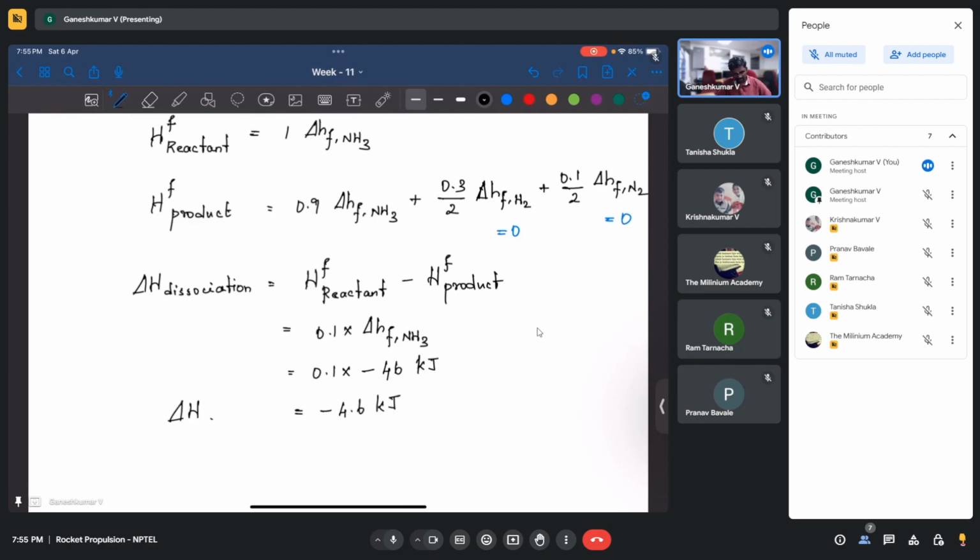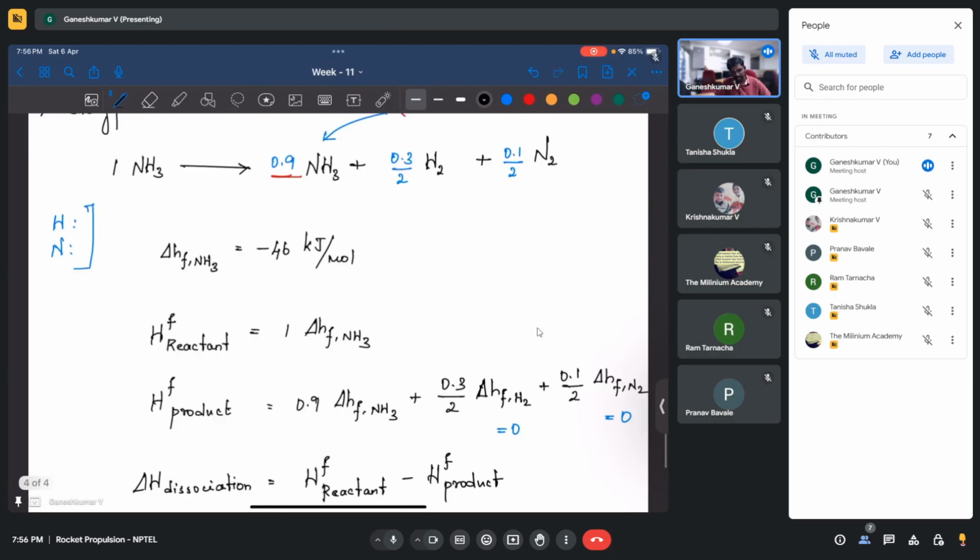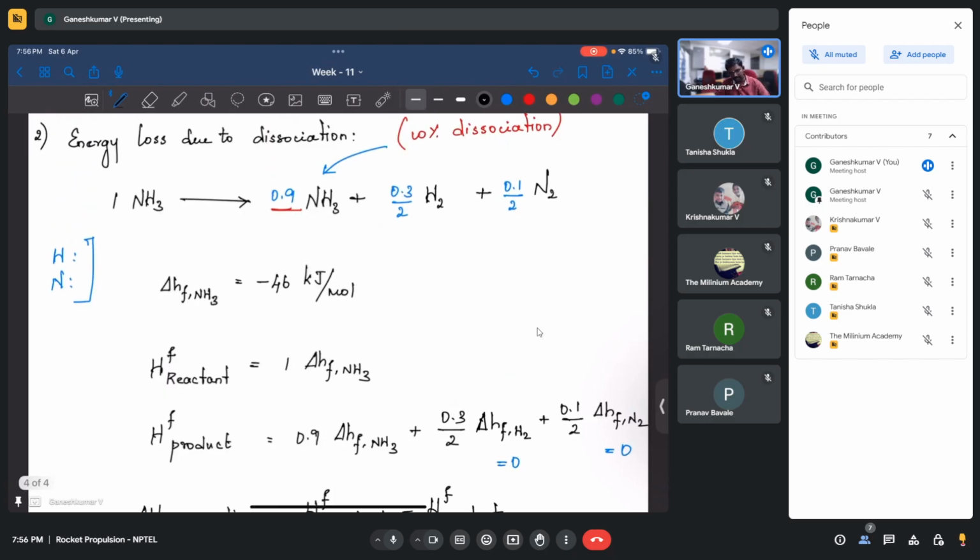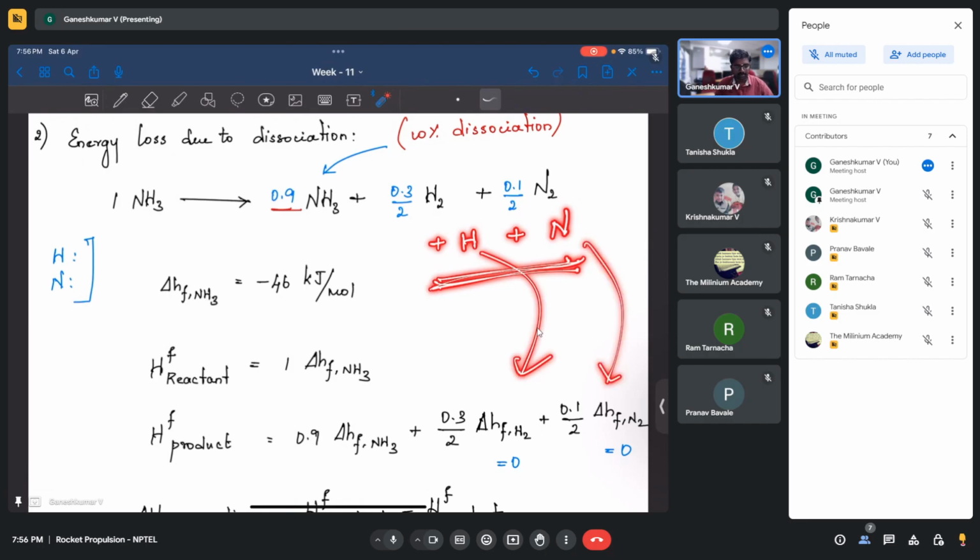This is the delta H dissociation. Sometimes what happens is, during dissociation you may not form hydrogen and nitrogen as a gas, you may end up forming hydrogen atoms. I think that is one of the questions in your assignment problems, so you should be a little careful. Those formation enthalpies you need to take into account. That is why I brought this up.